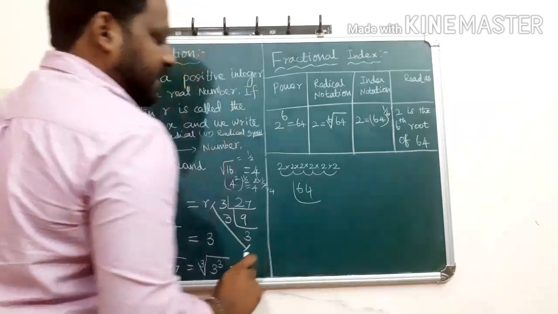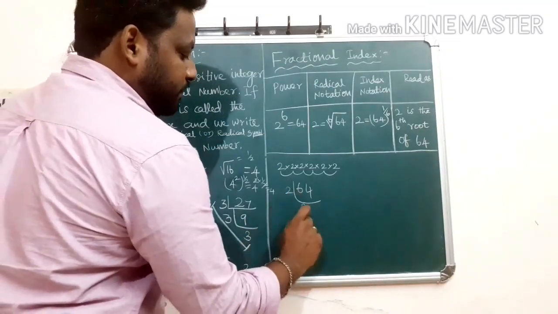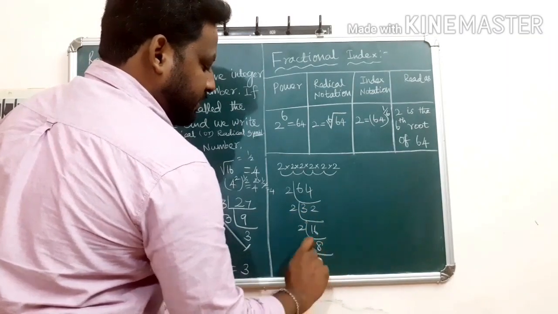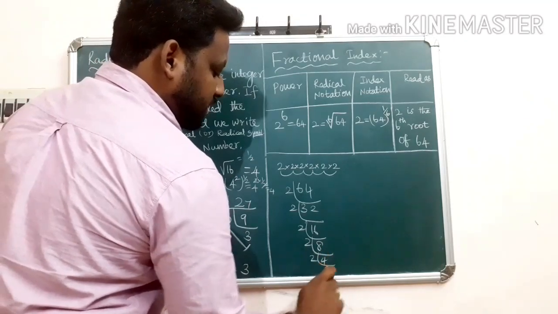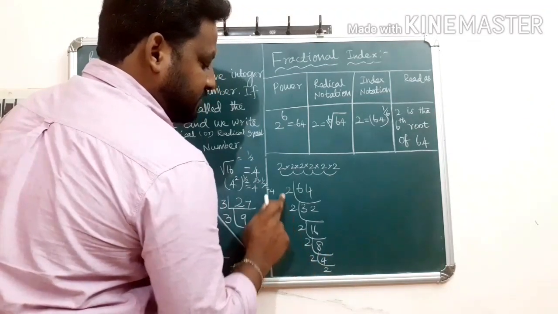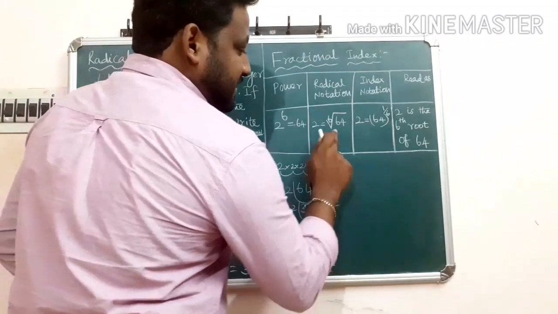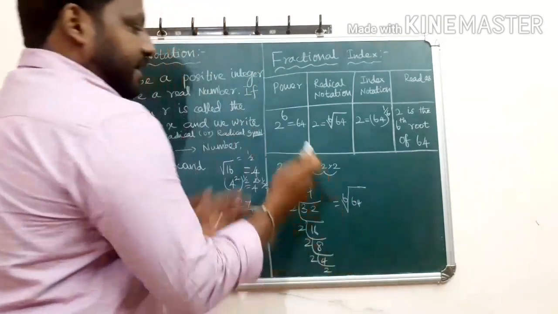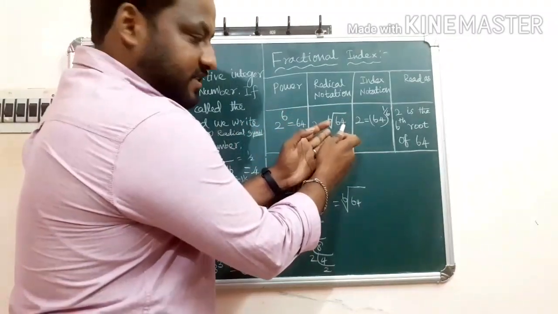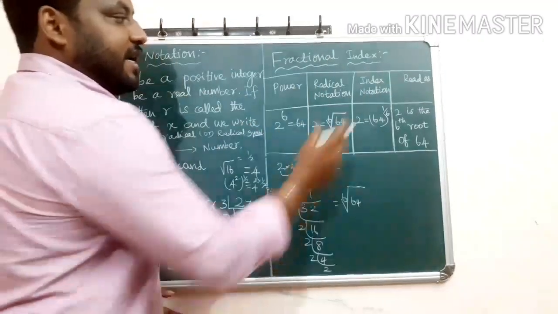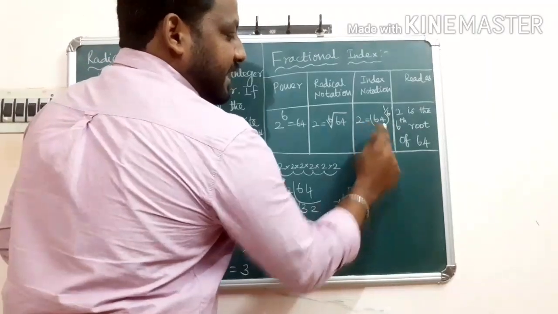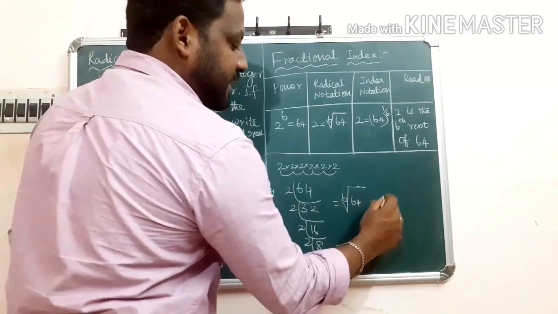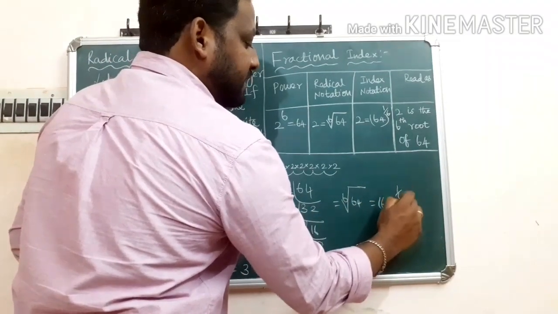64 should be divided by a prime number using L division. 2, 32; 2, 16; 2, 8; 2, 4; again 2, 2 2s are 4. So how many 2s are there? 1, 2, 3, 4, 5, 6. So 64 is written as 2 power 6, that is the 6th root of 64. You can say 2 power 6, or the 6th root of 64, or use index notation, which means 2 is equal to 64 the whole power 1 by 6, since the 6th root is the power 1 by 6.